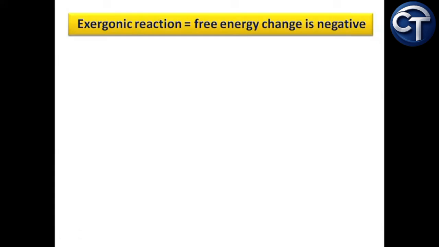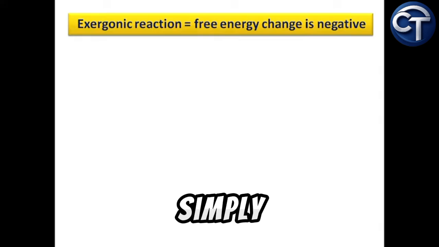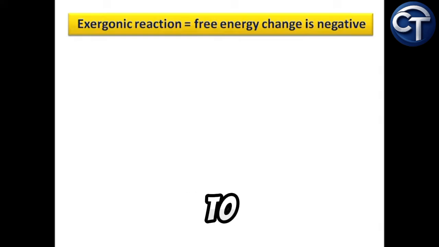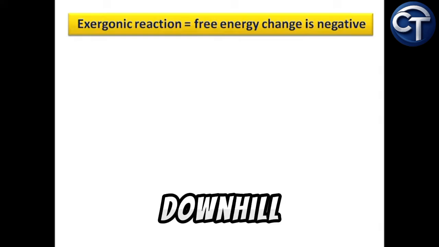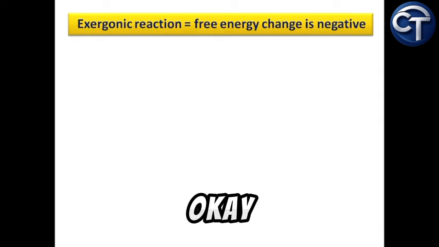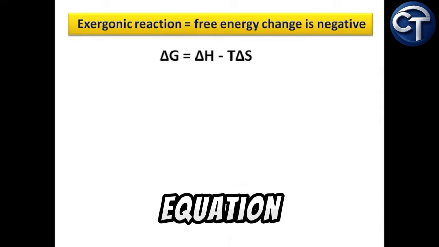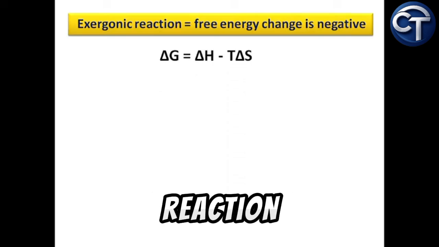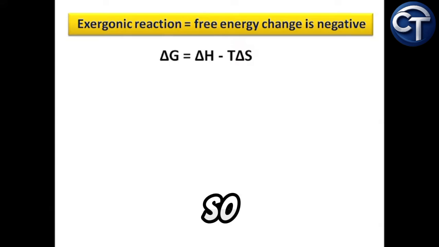So what is an exergonic reaction? In thermodynamics, an exergonic reaction is a chemical reaction where the change in the free energy is negative. Or simply, it's the kind of reaction which is energetically favorable, where something moves from higher energy states to lower energy states, just like a downhill movement of water. Okay. And the equation which is used to check the spontaneity of a reaction, that is, whether the reaction will be spontaneous or not, this equation can be used.